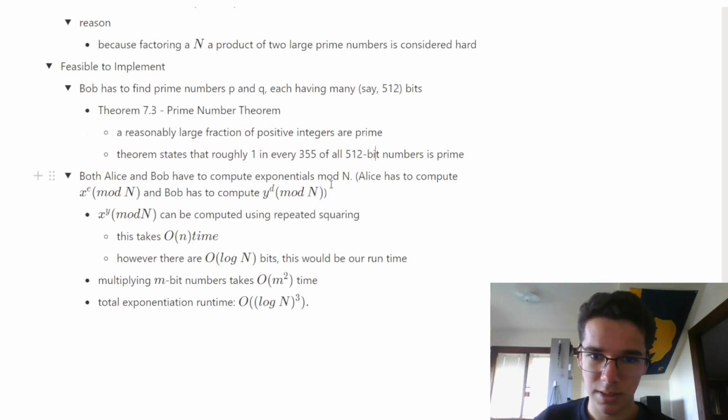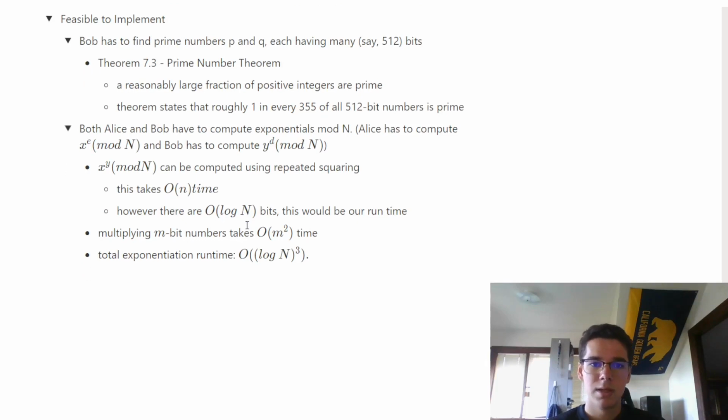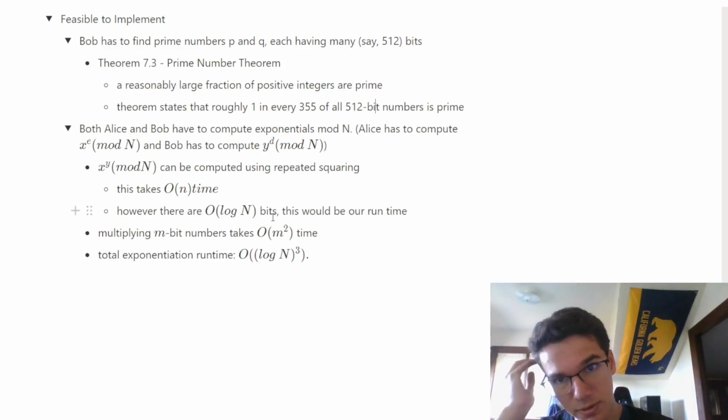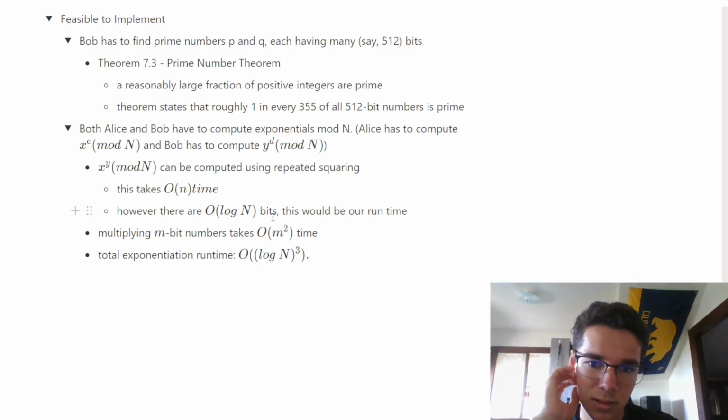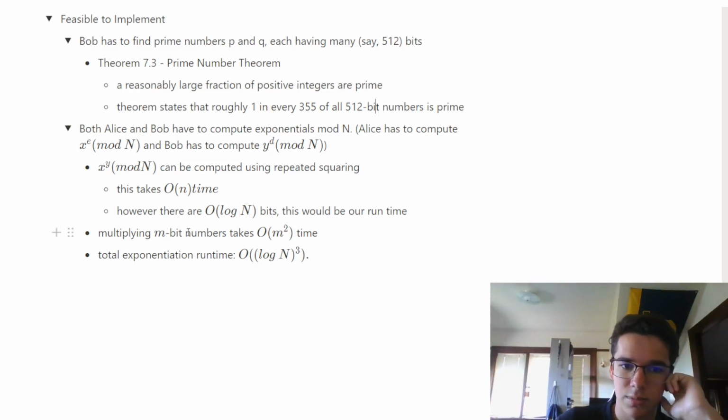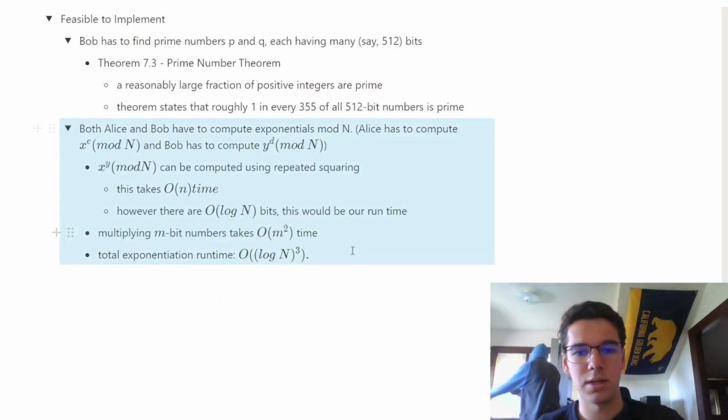Similarly, we have to compute exponentials mod n, and we talked about the runtime in the previous note when doing x to the y mod some n. The method we use to execute this is repeated squaring, and we know that takes about O of n time. But because our number is represented in bits, the number of bits with respect to our number n is actually O of log n. So our actual runtime is more like O of log n multiplications, and because we're multiplying bits together, each takes O of log n squared, and then the total exponentiation runtime is O of log n cubed. I didn't really confirm this for myself, but I took it for granted from the notes.